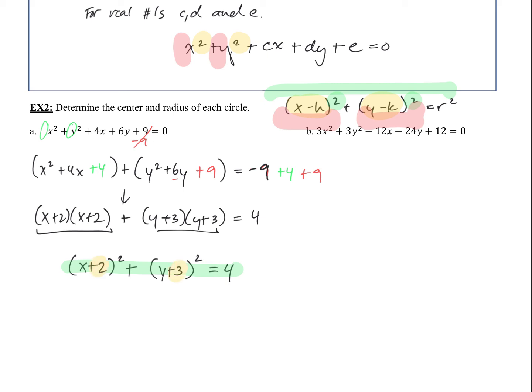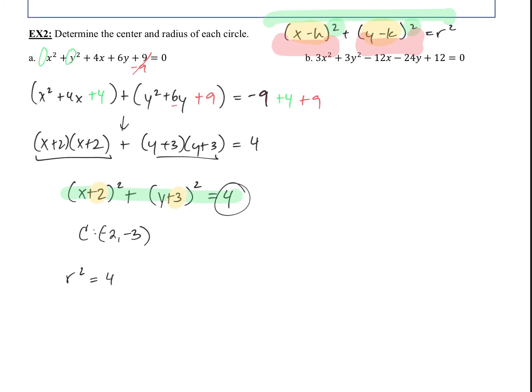So now I can just pull my center and radius out of this. My center is the opposite of those numbers, so center is going to be negative 2, negative 3, and my radius squared is going to be that number, which is 4. To find my radius, though, I got to square root both sides. And r is going to equal plus or minus the square root of 4, which is just going to equal plus or minus 2. And we'll go ahead and take r equals 2 for my radius. Because once again, radiuses should be positive.